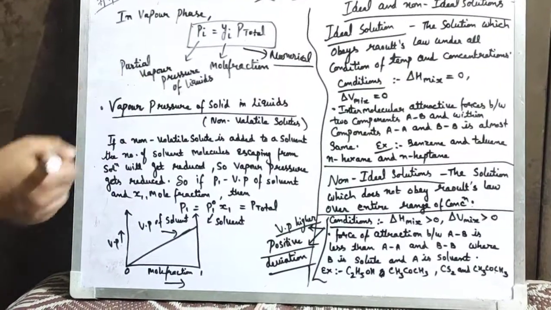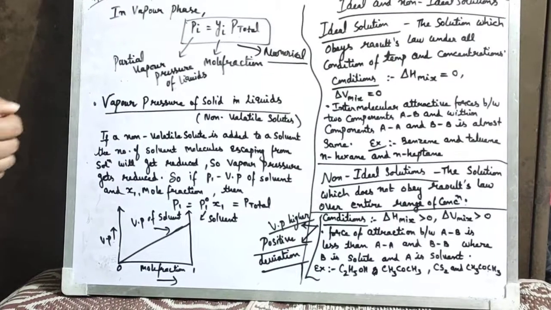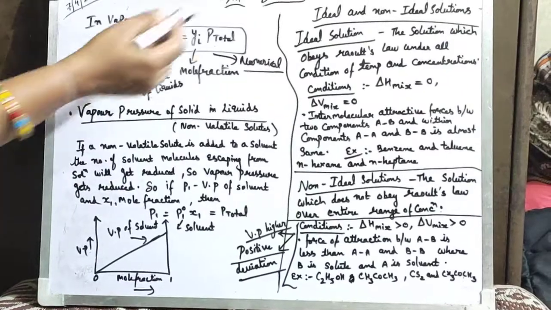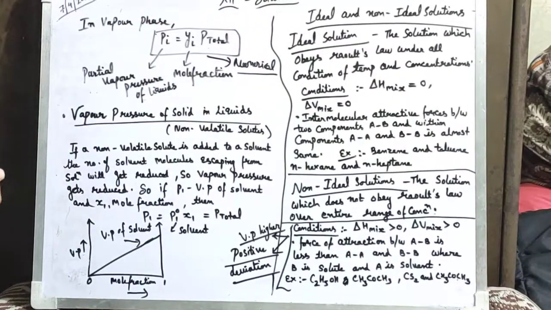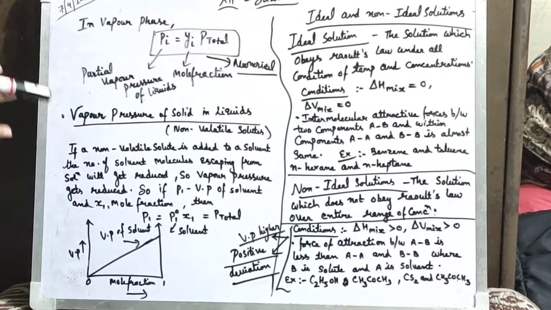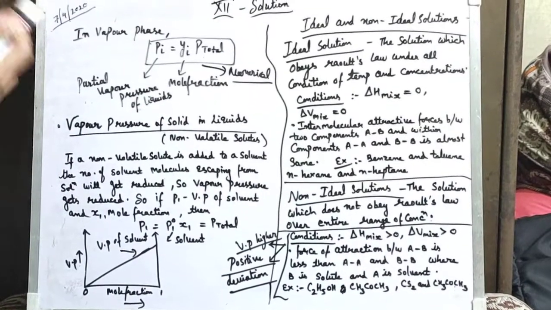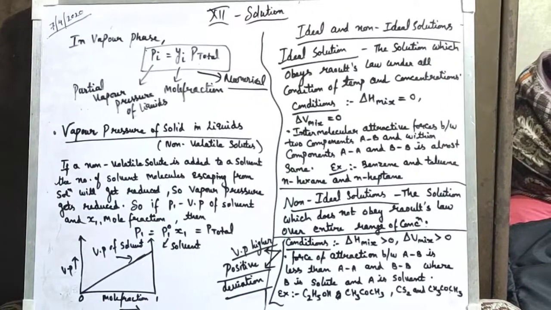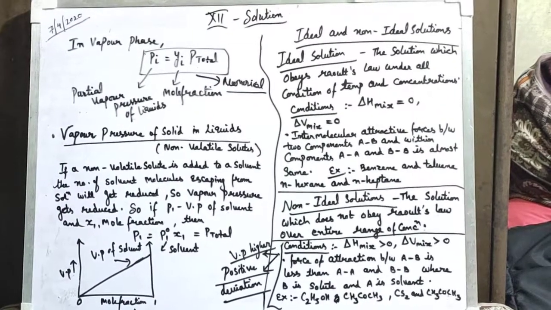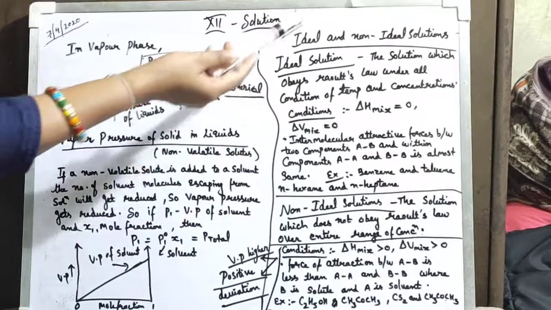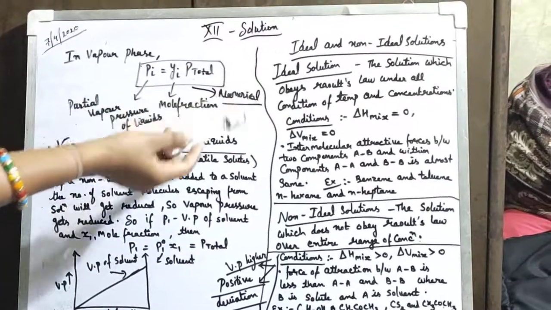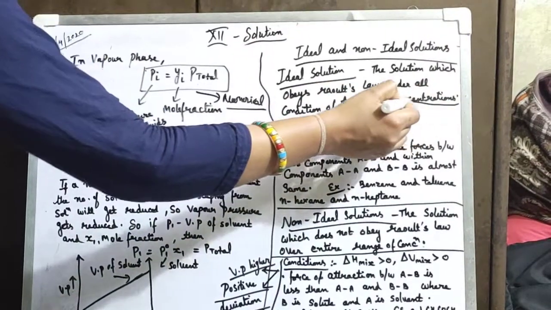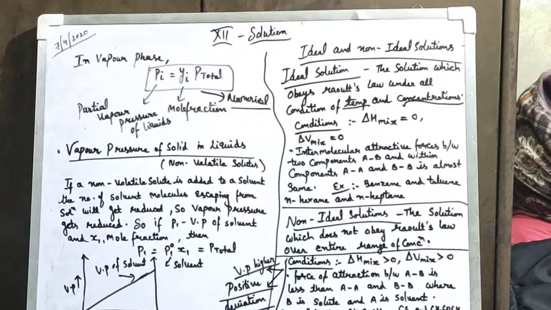Now after vapor pressure of solid and liquid, there are certain conditions which are an application of Raoult's law, that is an ideal solution and a non-ideal solution. Ideal means a solution which is perfect. Now what is perfect? A solution which is connecting with the Raoult's law conditions will show an ideal solution. So that is the definition: the solution which is obeying Raoult's law under all conditions of temperature and concentration, whether it is dilute or concentrated.